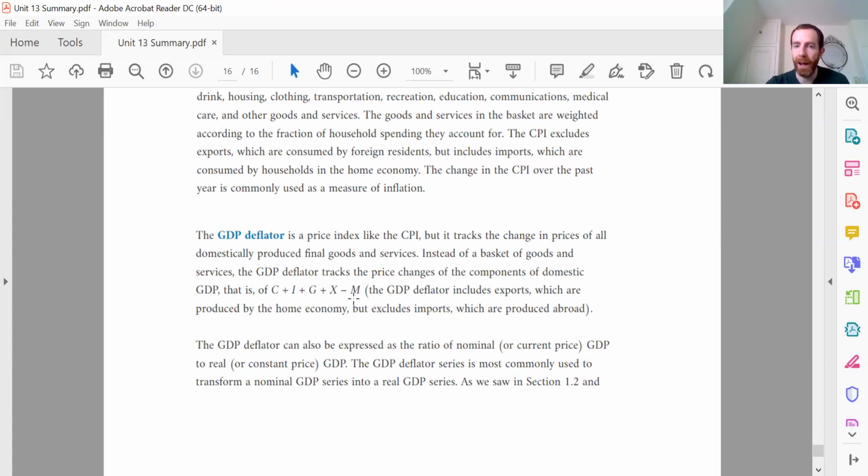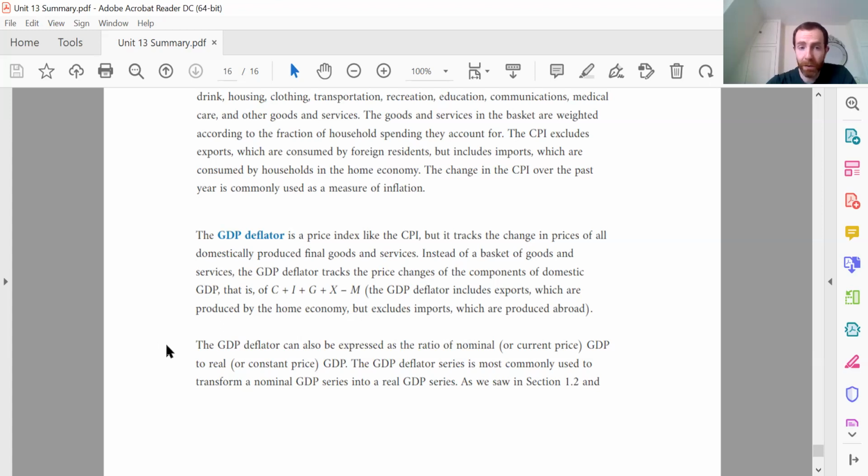So this is our net exports, which tells us that we are including, it says here we're including exports, but excluding imports. What I would say is that we're getting net exports here, so we're looking at the price of net exports. That way you can argue that the GDP deflator doesn't take into account the price of imports, because we're subtracting the imports from the exports.